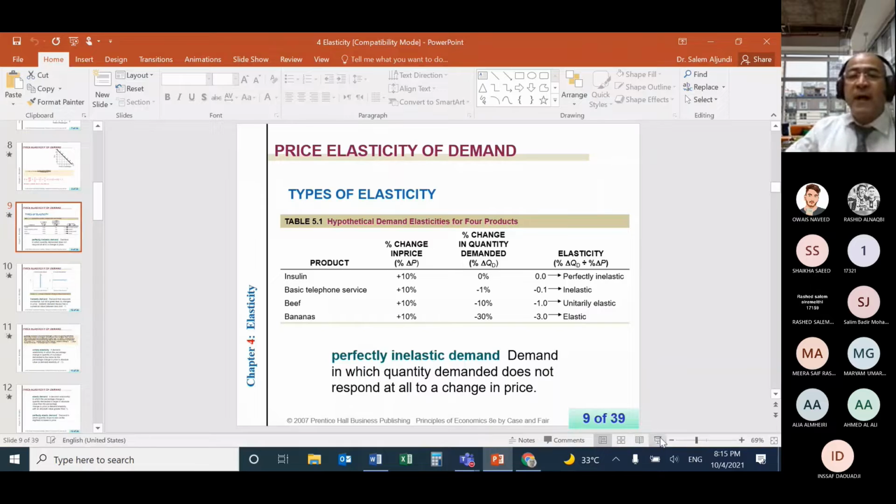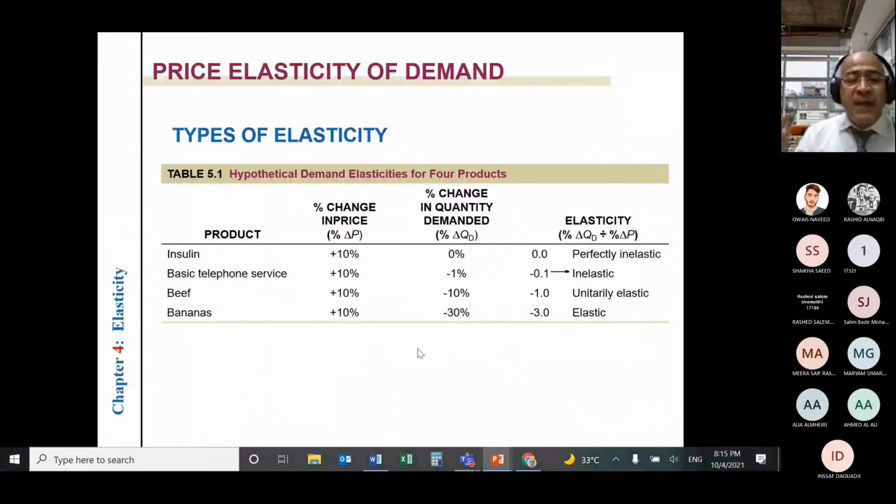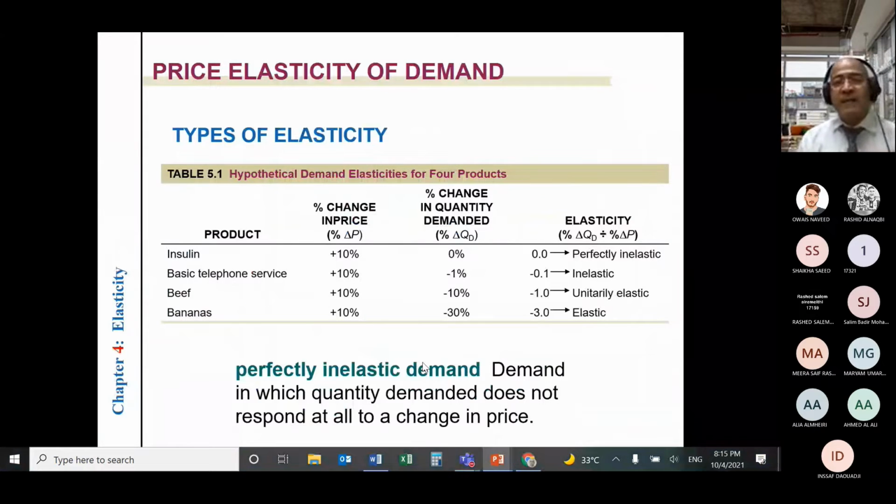Hopefully you got an idea, but think about the normal cases, elastic and inelastic, but we have special cases. So for a perfectly inelastic demand curve, the elasticity will be 0.